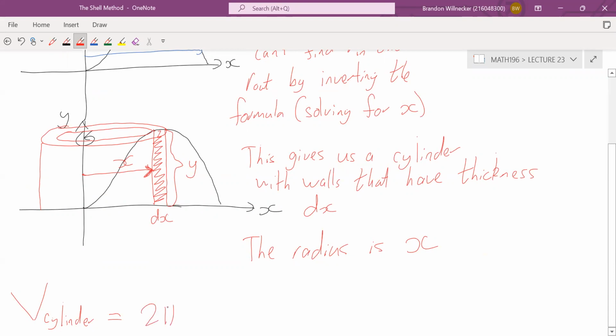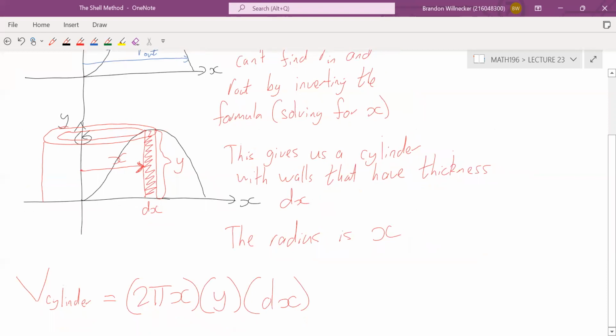So that's going to be 2 pi x. That is the circumference of the cylinder, because the radius is x. So the circumference is 2 pi x, times the height, which is y, times the thickness, which is just dx. Okay, so that's the volume of one of the cylinders.